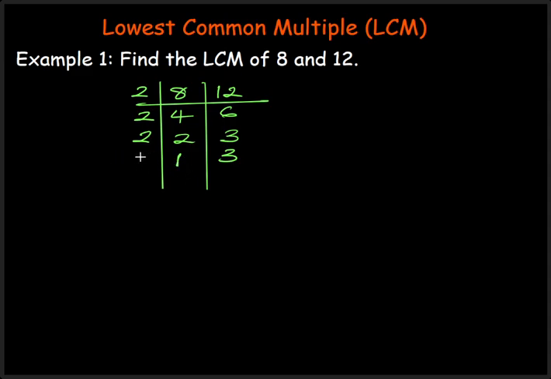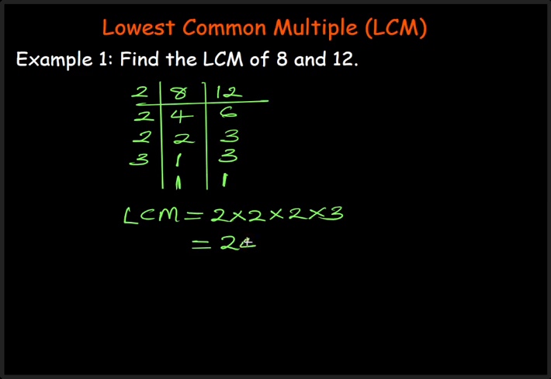Now this is already 1, so we'll use 3. 3 into 1 involves a remainder, so we bring down our 1, and then 3 into 3 will give us 1. We've gotten what we are looking for. So our LCM is equal to 2 times 2 times 2 times 3. So we are multiplying all this, and that will give us 2 times 2, 4, 4 times 2, 8, 8 times 3, that will give us 24.